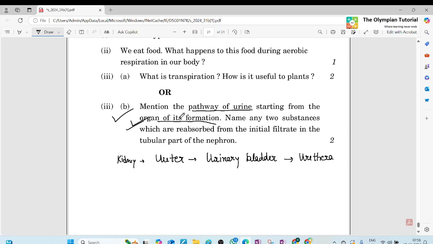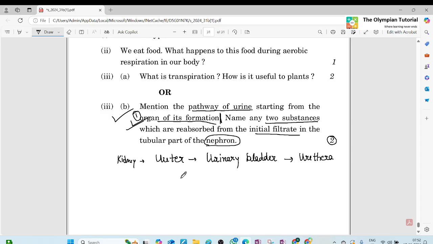Pathway of urine starting from the organ of its formation. This is of 1 mark. Means here the division is given in that way. This question is of 1 mark. And after that, name any two substances which are reabsorbed from the initial filtrate in the tubular part of nephron.